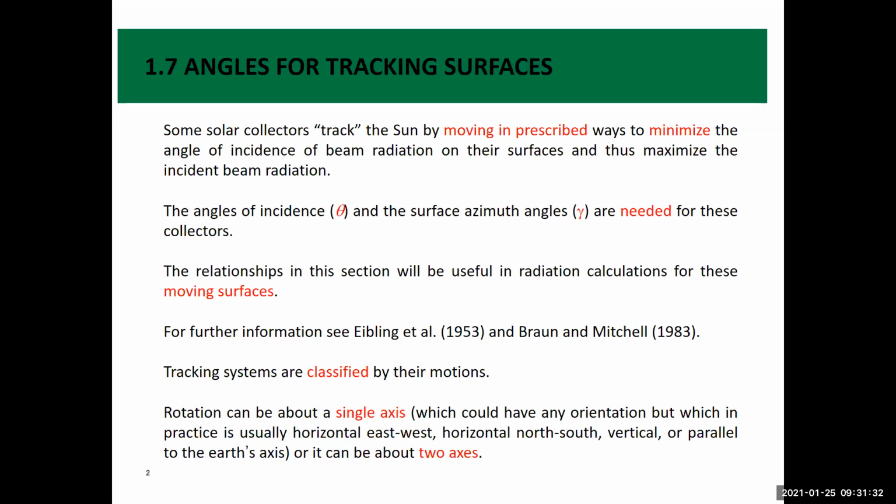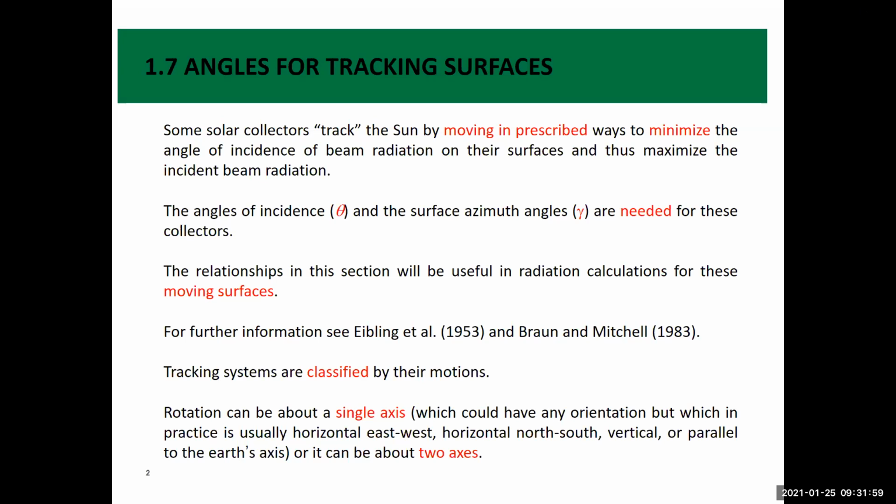The angle of incidence and the surface azimuthal angle are needed for these collectors. You need to know them and specify them and see how they are going to change. The relationships in this section are going to be useful in radiation calculations for moving surfaces. A lot of work has been done with this, and the work dates back to 1953 onward.